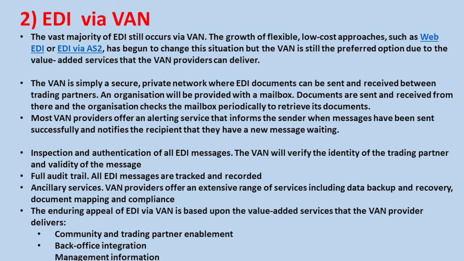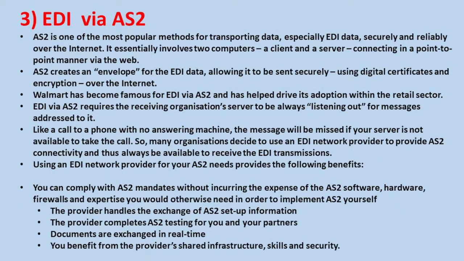Number one, community and trading partner enablement. So, community in the sense the people, those who are in with that. And the trading partner means the other side. Enablement, back office integration, management are the features of EDI through WAN. Another one is the EDI via AS2. AS2 is one type of protocol. AS2 is one of the popular methods of transmitting data, especially EDI data, securely and reliably over the internet.